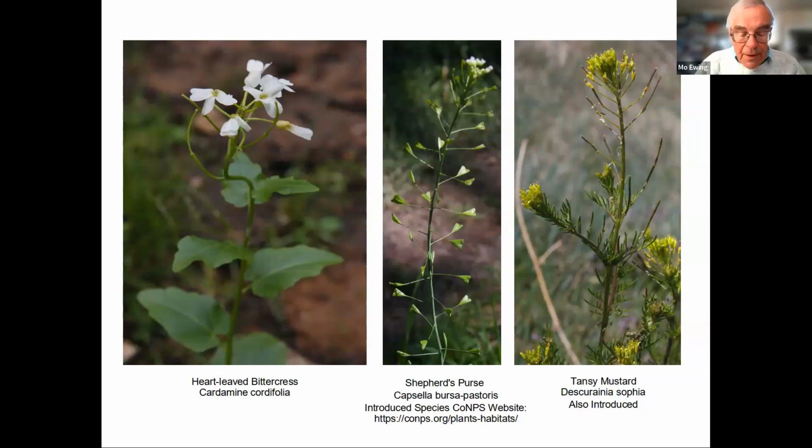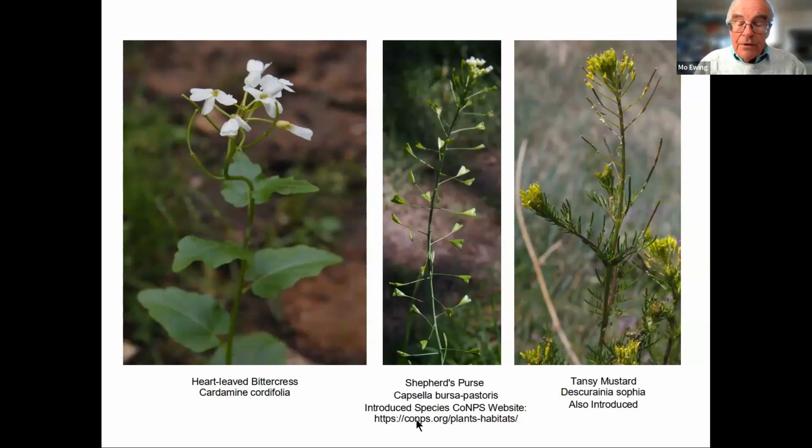Another mustard is shepherd's purse, Capsella bursa-pastoris. And you can see it was named shepherd's purse because evidently this looks a little bit like a shepherd's purse. I've never seen one myself, but I believe what they say. This is a non-native plant. It was introduced by Europeans for medicinal purposes. When they came over, they brought a lot of their plants.